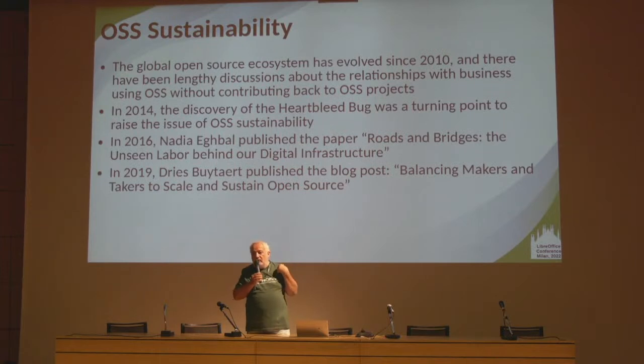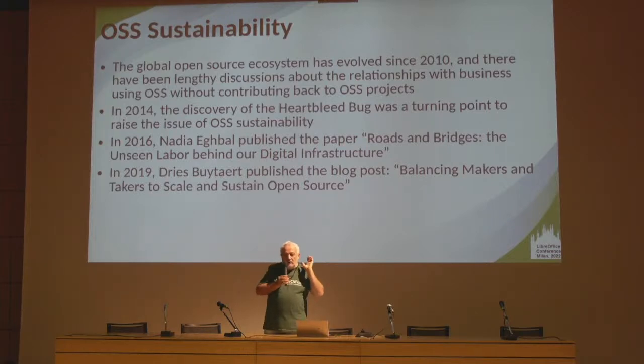You can download it free from the internet, but if you send me an email, I already have the PDF, so I'm happy to share the PDF. Second one, in 2019, Dries, and I will go a little bit over Dries' words, has written this post, which is a long one, balancing makers and takers to scale and sustain open source. This is extremely interesting. Dries has done a hell of a job in looking at the problem from a different point of view.